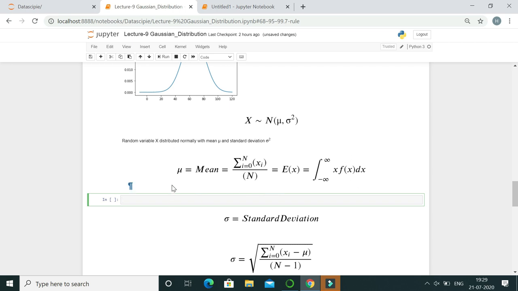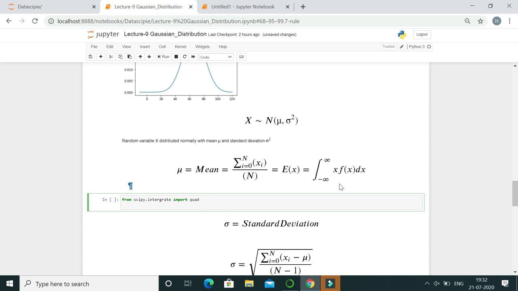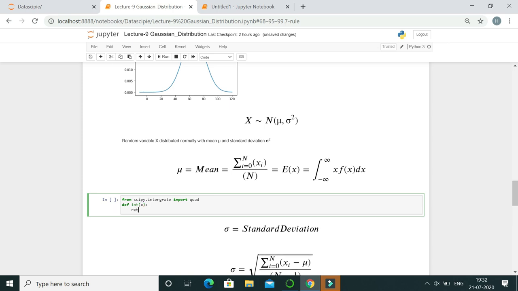Next we have to take the integral. So for taking the integral, first of all we have to import the library. So from scipy.integrate import quad. Okay. Next we have to specify this equation. For that, define lim of x, return x into fx, which we already specified, in which we have to take the data x, mean and std.